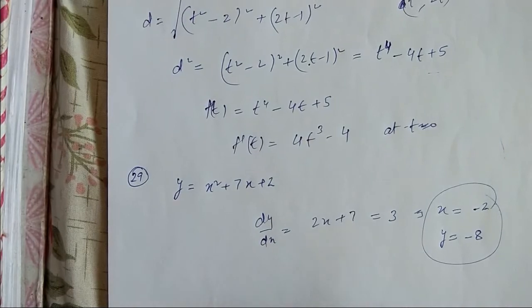Moving on to the next question, question number 30. The coordinates of the point on the curve this, which is farthest from the point this. Okay.